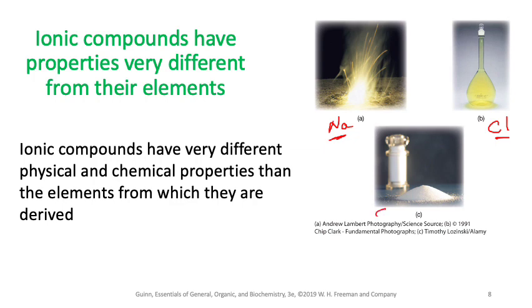a solid. If you can see over here, this is your NaCl. And what is NaCl? A common salt that we normally use for daily purposes, right? A salt. So this is how ionic compounds normally change their physical and chemical properties from the individual elements or atoms that they normally get derived from.